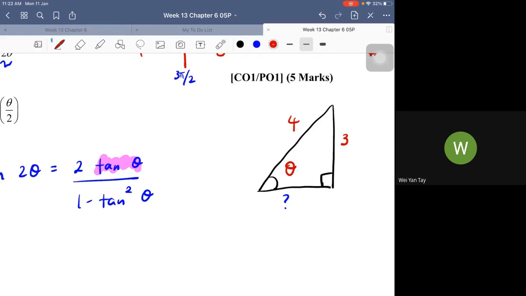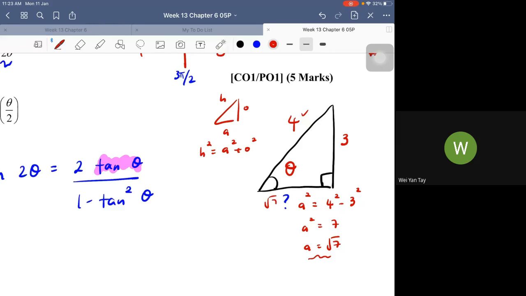Because we know, if we have the hypotenuse, this is the opposite, this is the adjacent. So hypotenuse squared equals adjacent squared plus opposite squared. Now we know the hypotenuse and want to find the adjacent. So adjacent squared equals the hypotenuse, which is 4 squared, minus the opposite, which is 3 squared. So A squared equals 16 minus 9, which is going to be 7. So A equals square root of 7. That's why the value here is square root 7.